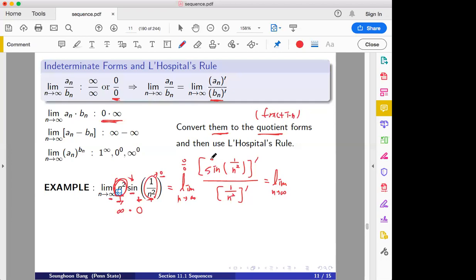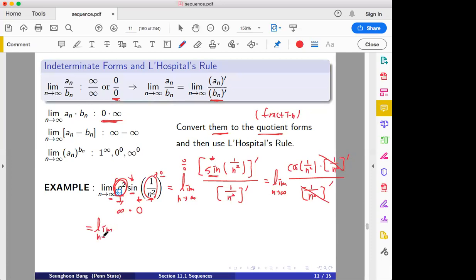What's the sine prime? The outer function is sine. What's the derivative of sine? Do you know the chain rule? Yes, cosine. Cosine of the inner function, 1 over n squared, times the inner function prime. The inner function prime is the derivative of 1 over n squared, over the derivative of 1 over n squared. The bottom one is the same. So what happens? The derivative of 1 over n squared cancels out.